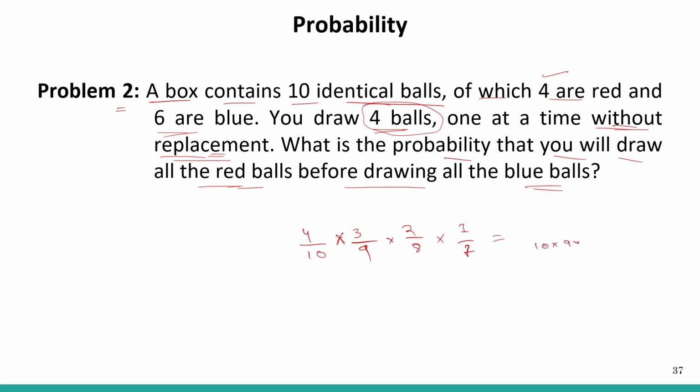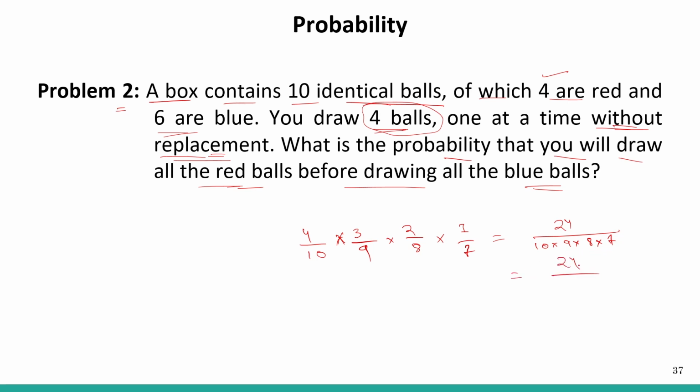10 into 9 into 8 into 7, and in the numerator what will happen is 4 into 3 into 2. So it will be 4 into 3 is equal to 12, into 2 is equal to 24. Okay, so here we have 24. In the denominator what we have is 10 into 9 into 8 into 7. So this will be the correct answer. So let's try to simplify this.